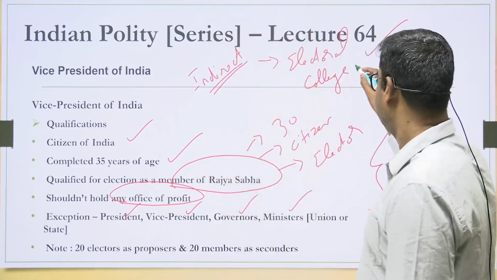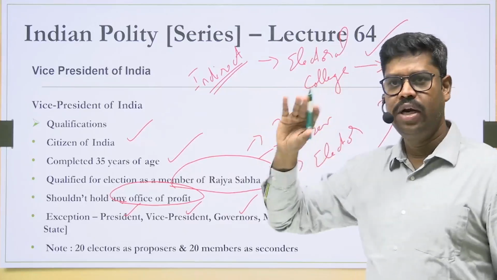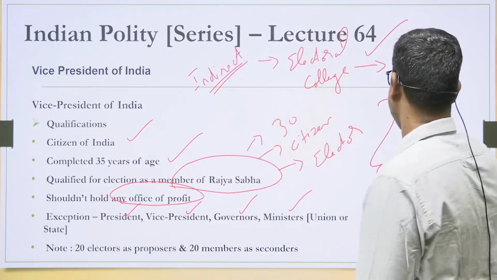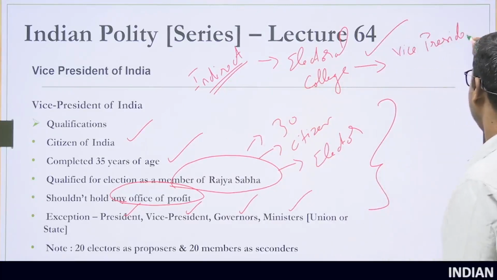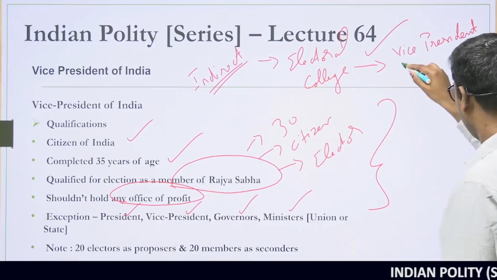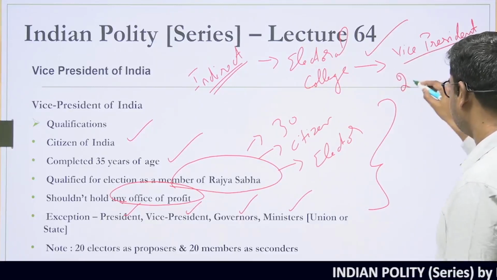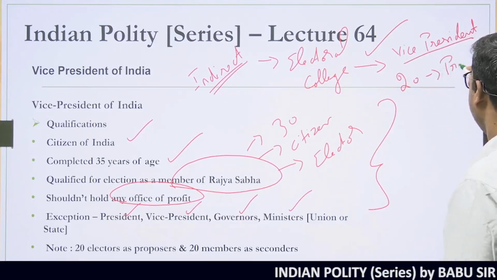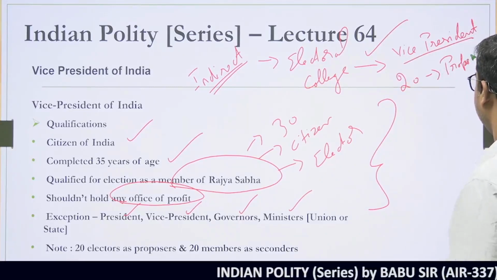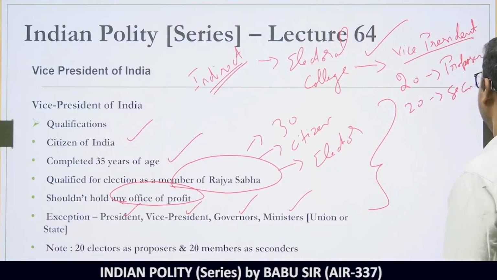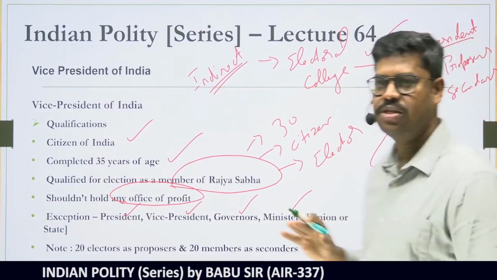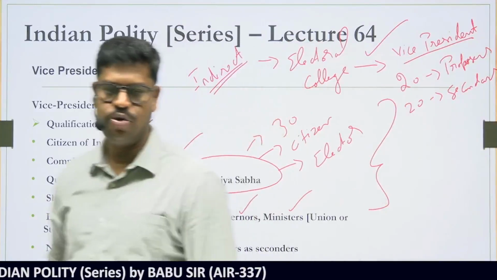So electoral college means only these are the people who are eligible to vote in the vice president election. So we'll try to understand as to who will be part of the electoral college. So out of the electoral college, 20 members have to be proposers, and then another 20 members have to be what is called seconders. Okay, so these conditions should also be satisfied. So once they satisfy all these conditions, then the person is eligible to contest the elections.